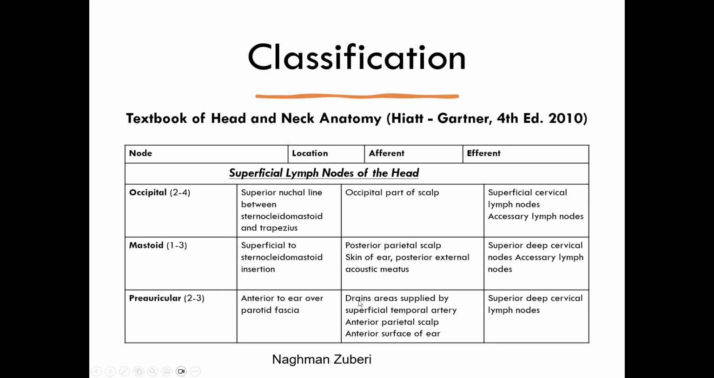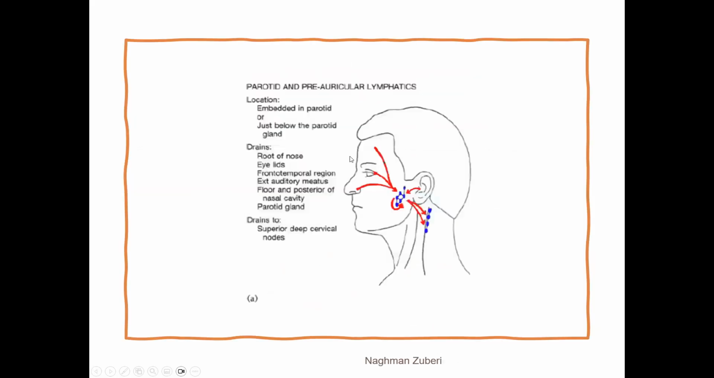They are receiving lymph, draining the area supplied by the superficial temporal artery, anterior parietal scalp, and the anterior surface of the ear. And then they are being drained into the superior deep cervical lymph nodes. Here we can see the parotid and preauricular lymphatics. So their location, they are embedded in the parotid or just below the parotid gland.